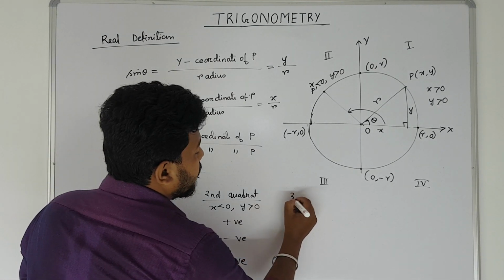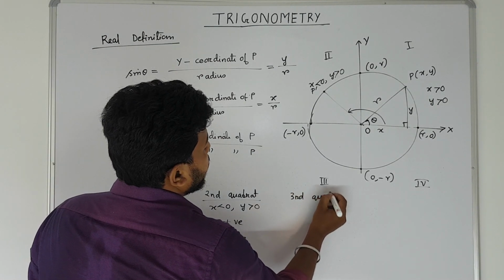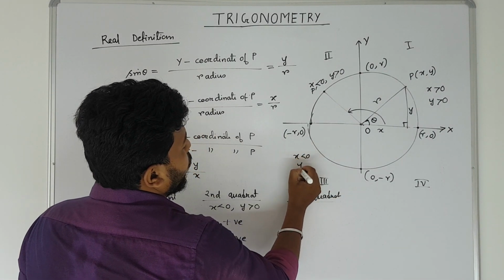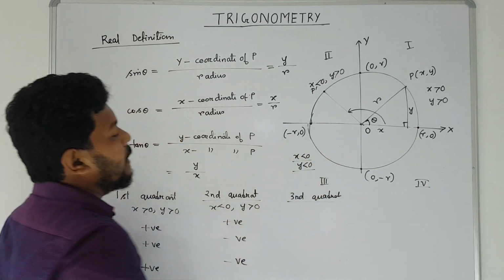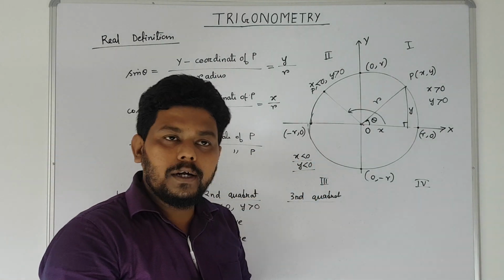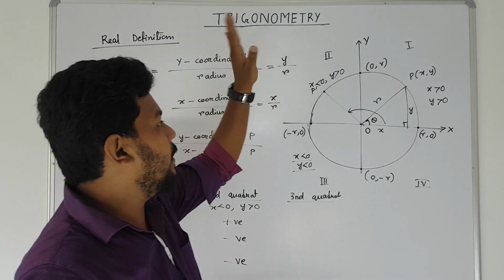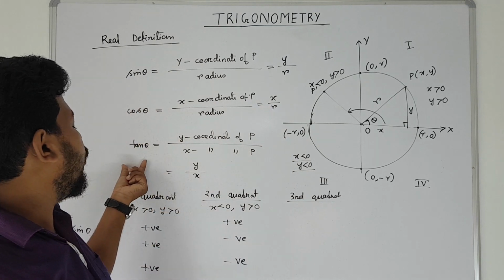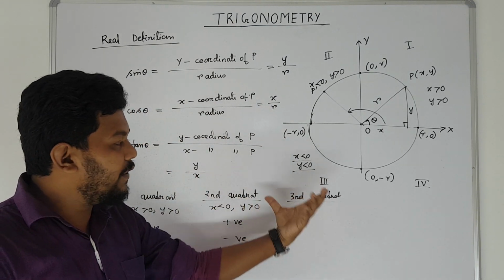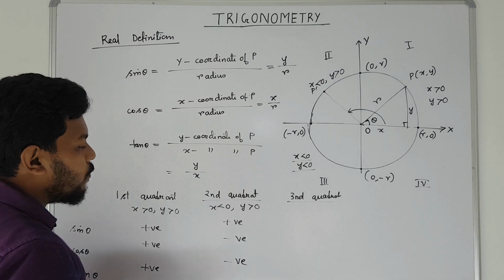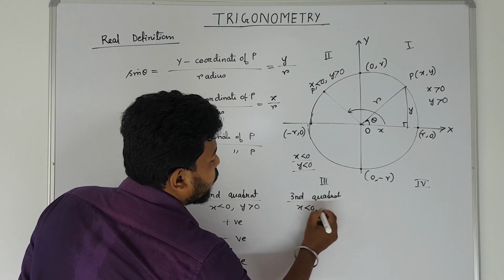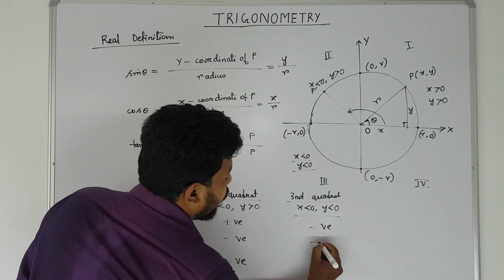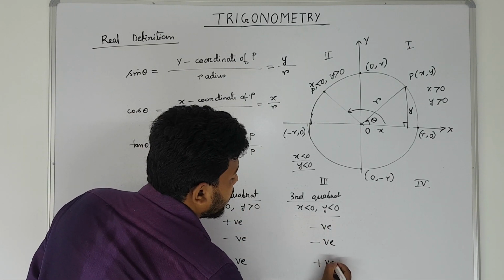In third quadrant, that is here, x is negative, y is negative. So x and y both are negative. In this quadrant the sine theta will be negative as y is negative, cos theta will be negative, but the ratio y by x is positive as both are negative. So I can say that in third quadrant x is negative, y is negative, that's why sine theta is negative, cos theta is negative, whereas tan theta is positive.